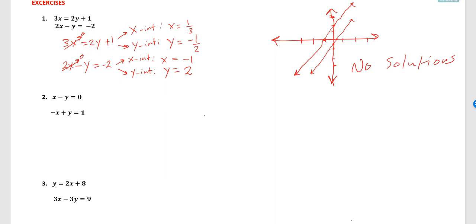Moving on to the next system of equations: x minus y equals 0, and minus x plus y equals 1. Again, the initial goal is to find the intercepts. The x-intercept is found by setting y equal to 0, so with y equal to 0, we get x equals 0. The y-intercept is found by setting x equal to 0, so minus y equals 0, so y equals 0.